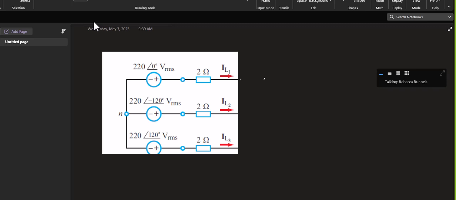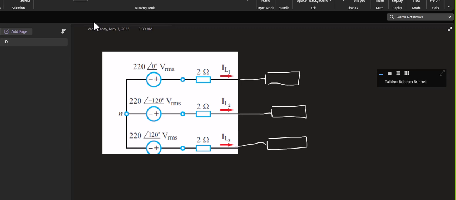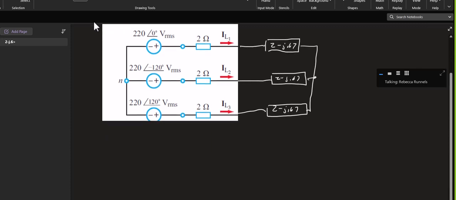Okay, so now I know that each load is 2 minus j0.67. So that's how we transformed the load. And now we have a balanced Y-Y network, and you can divide it into 3 single-phase networks. I'm only going to draw one of them because they're all the same. So I'll draw the middle one.